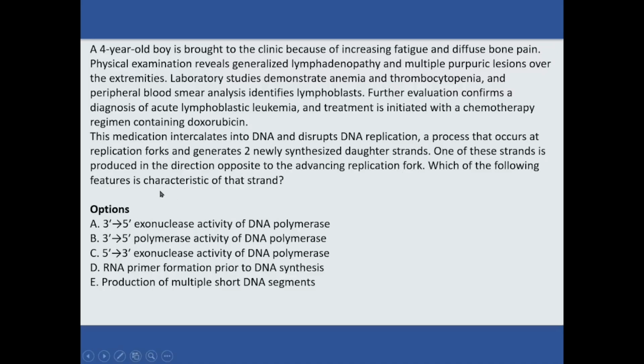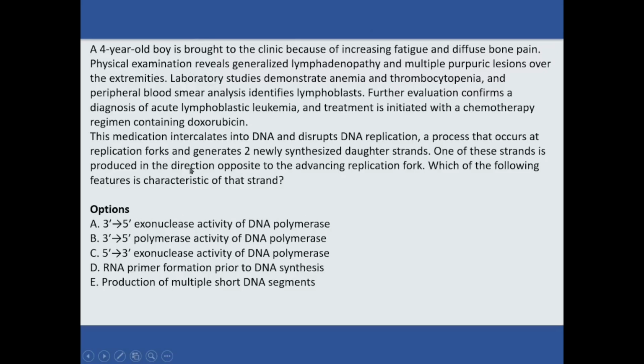Which of the following features is characteristic of that strand? This is a classic genetics question, and per se it is not difficult, but it does look difficult when we are solving UWorld for the first time, because many of us are in our fourth year, final year, or third year, and we can't really remember the basic concepts that we studied in DNA transcription, microbiology, molecular biology, or biochemistry. So we just need to understand what we need to know.